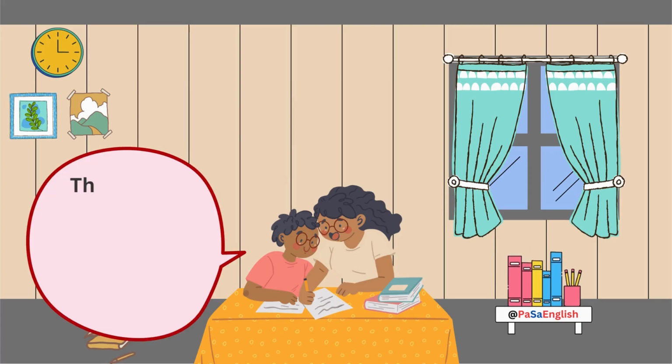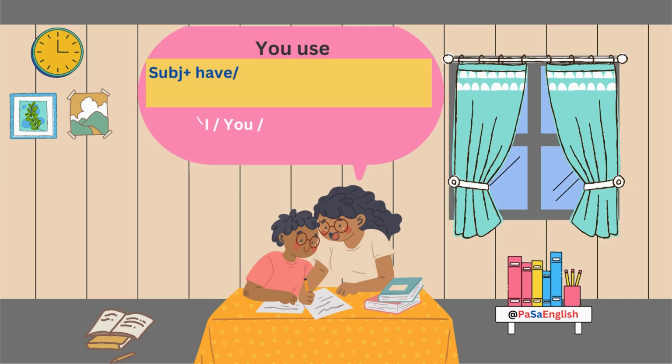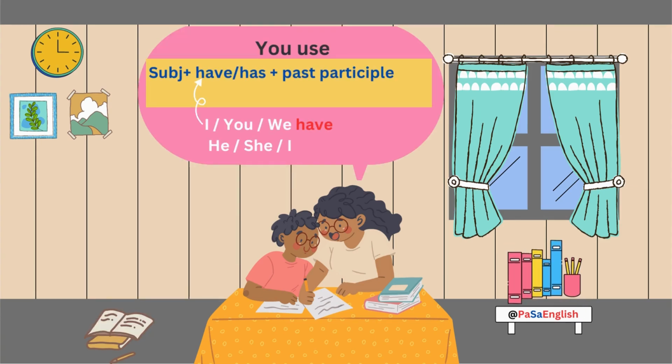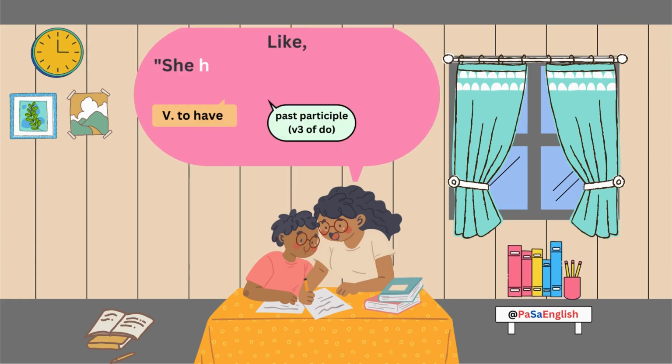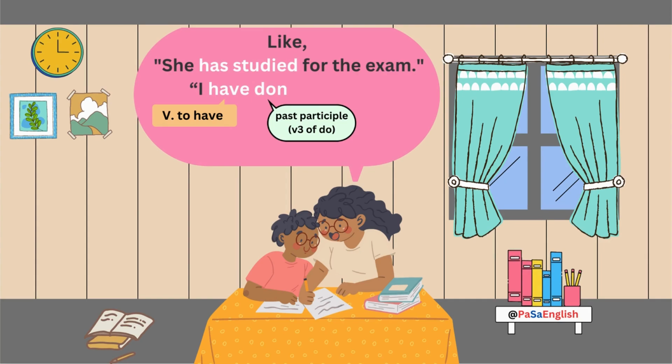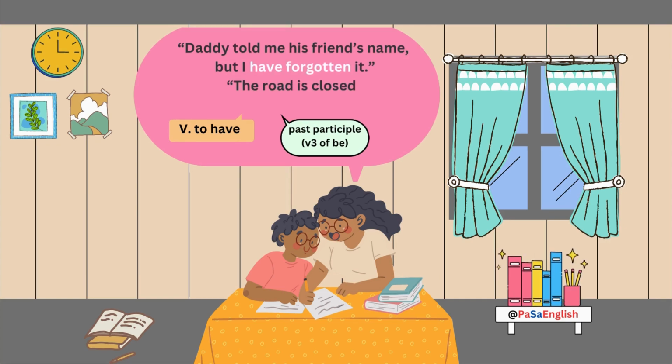Exactly. That makes sense. How do you form sentences using present perfect? You use the subject, then follow with the verb to have, like I have, you have, we have, he, she, or it has, and then the past participle of the main verb. Like, she has studied for the exam. I have done my work. Daddy told me his friend's name, but I have forgotten it. The road is closed. There has been an accident.